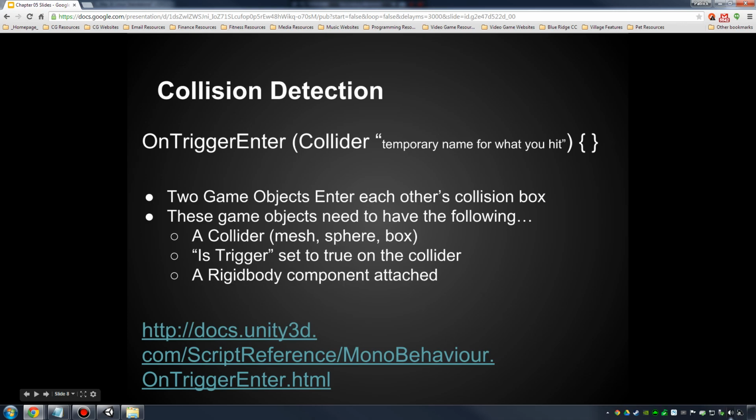Alright, there's a few things we got to know when setting up our collision detection. These game objects need to have the following things attached to them. A collider, like a mesh collider, sphere, or a box. The kind of colliders we've already attached to certain game objects within our level creation so the user couldn't walk through the walls. But instead, we're going to check is trigger to true, and we need to have a rigidbody component attached to them. So let's go ahead and see how we can get our scene set up. And maybe all this onTriggerEnter, collider, all this stuff will start to make more sense if we have an example we can work along with.